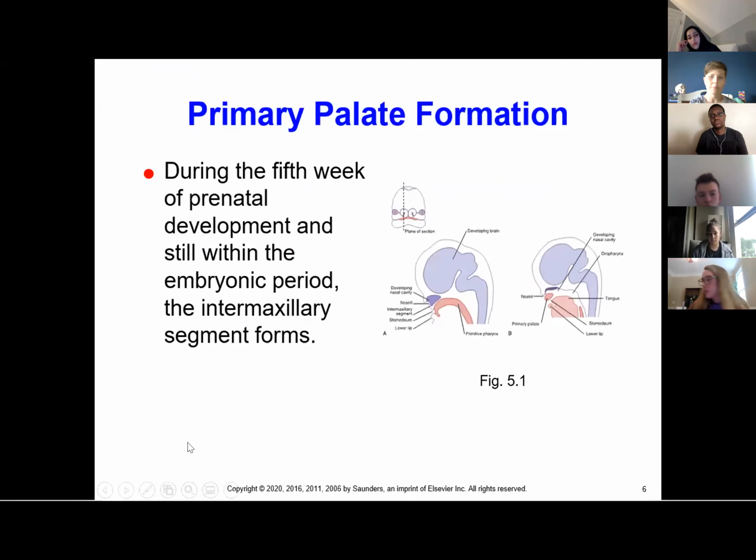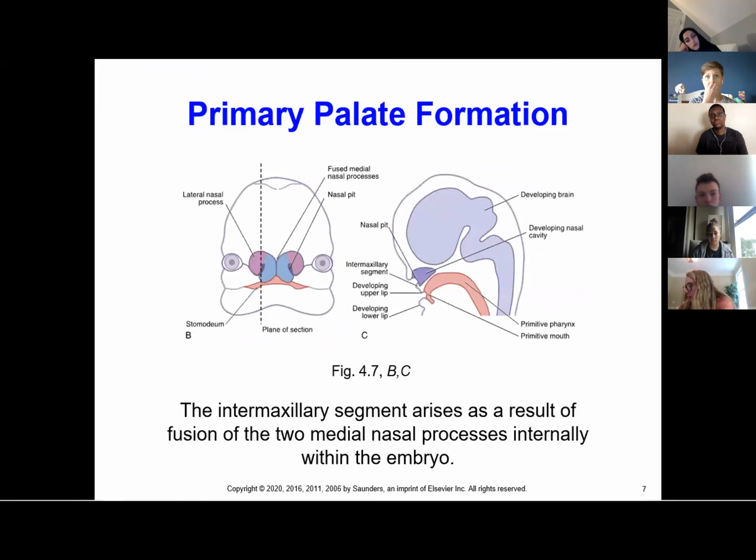Here it goes even further. It's still your nasal cavity, and this is that embryo at 6 weeks. The head is showing the development of the intermaxillary segment from the fusion of the median nasal process on the inside of the stomodeum. So again, this is where it's cut. You can see this whole part because this is cut.